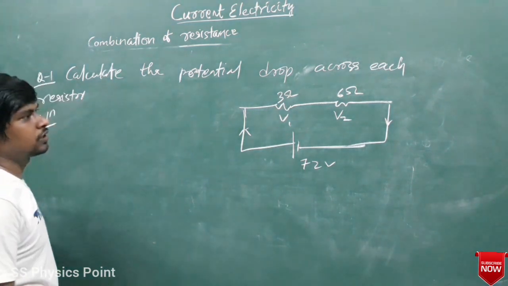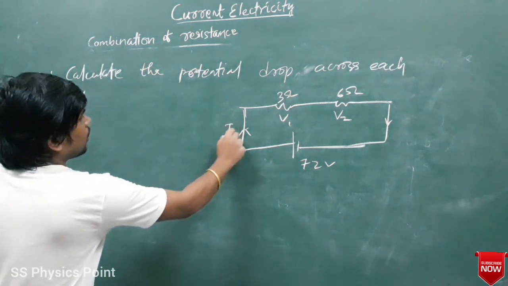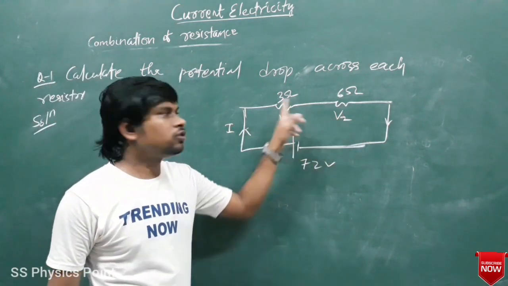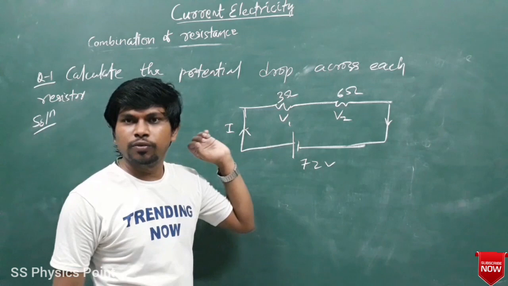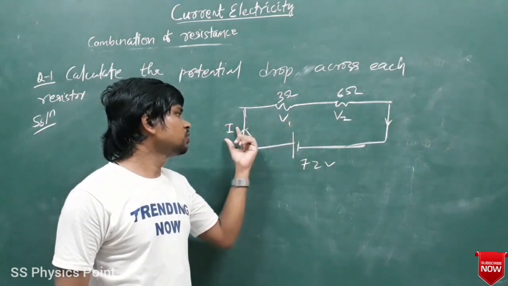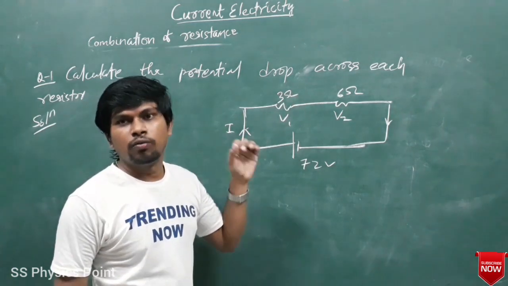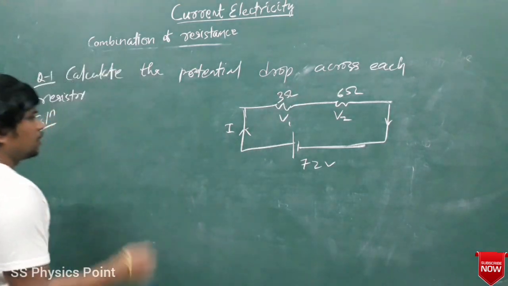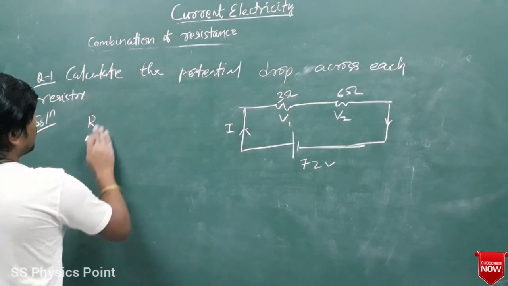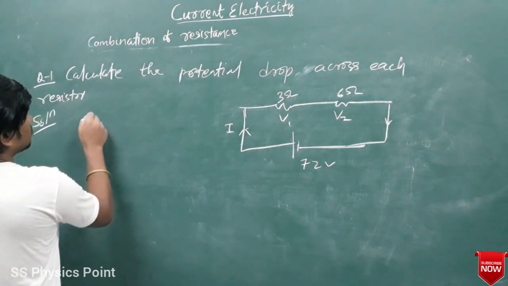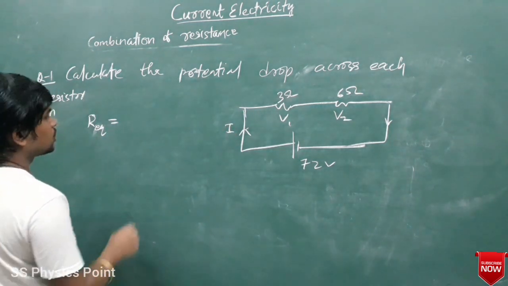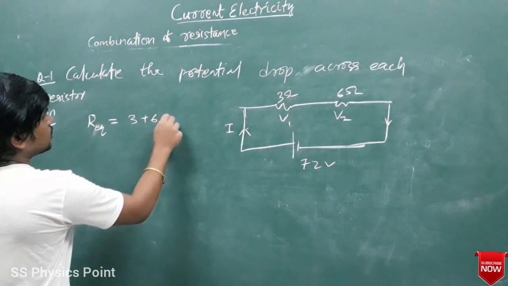The very first thing is that first find the current I, then the I will be same for both the resistors. You know the current for all the resistors is same. Then you can find the potential drop. That is V1 will be how much? I into R1. So just write it. R equivalent, find R equivalent. Equivalent resistance कितना होगा ये सर्किट का? देख लो, 3 plus 6 is how much? 9.